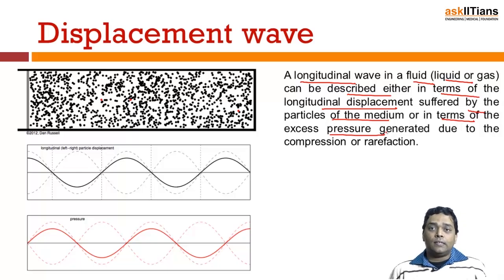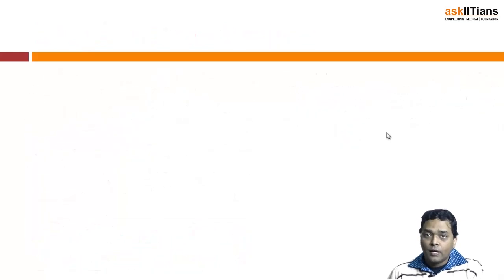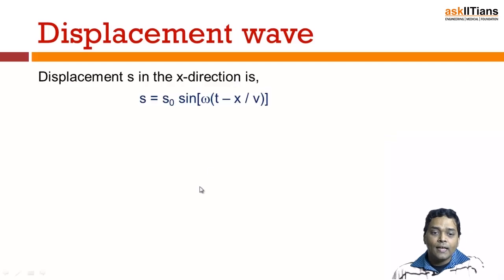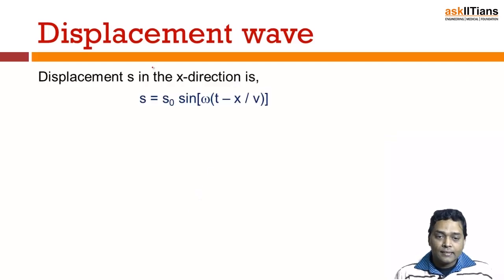So because of this difference in pressure, there is the production of a displacement wave. Now let's try to understand the mathematical formula for that. Let's say the displacement S is in the x direction. It is given by S = S0 sin ω(t − x/v). And how do we get it?